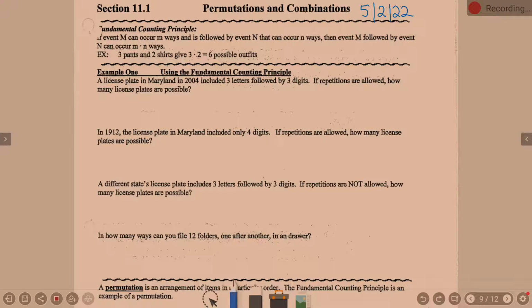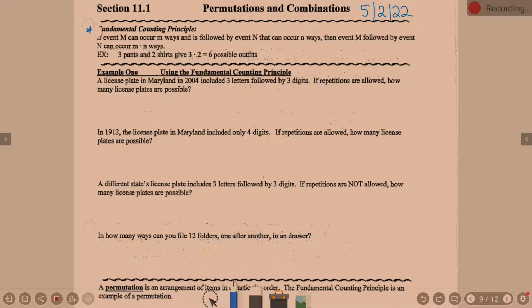Lesson 11.1 takes us into what I would call our data analysis chapter. We need to talk about permutations, combinations, and the fundamental counting principle before we move into probability, which is what we'll be doing the next couple of days, if I recall correctly. Now, the first topic is the fundamental counting principle.